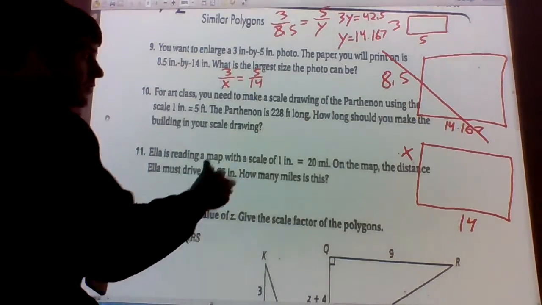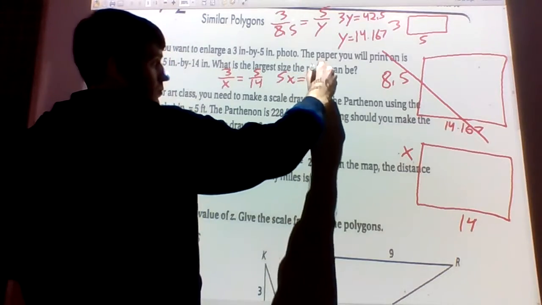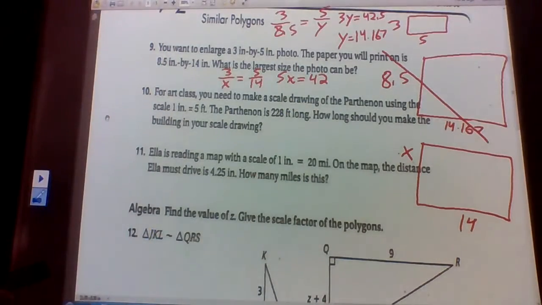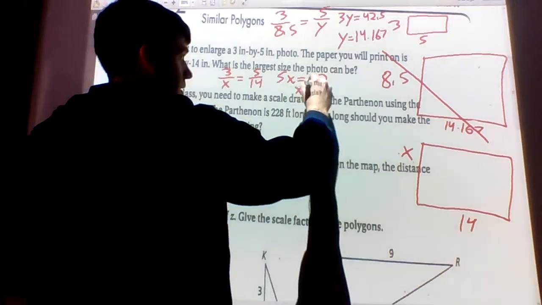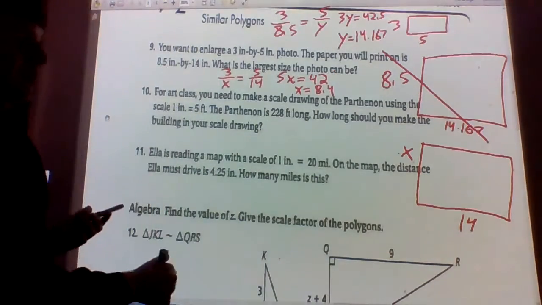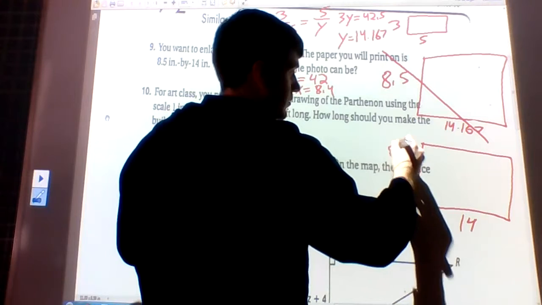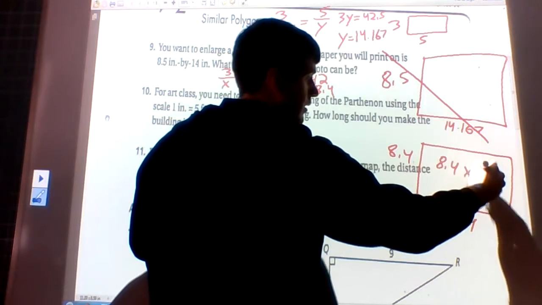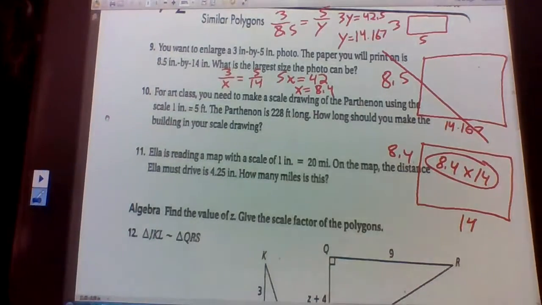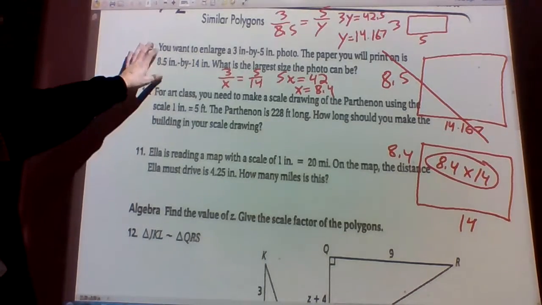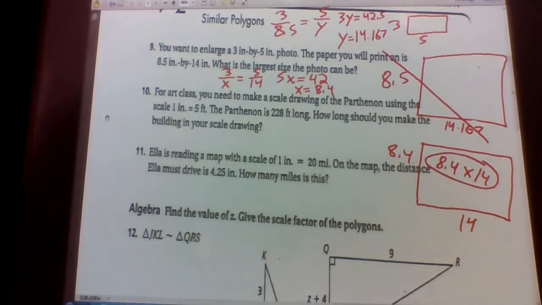Because when you cross multiply, you should get 5x equals 42. When you divide by 5, 42 divided by 5, you get 8.4. And we know 8.4 is less than 8.5, so it's going to fit on the paper. So the dimensions will be 8.4 by 14. That's the largest size we can get. It's a good problem, I think, but maybe a little harder than it needed to be.